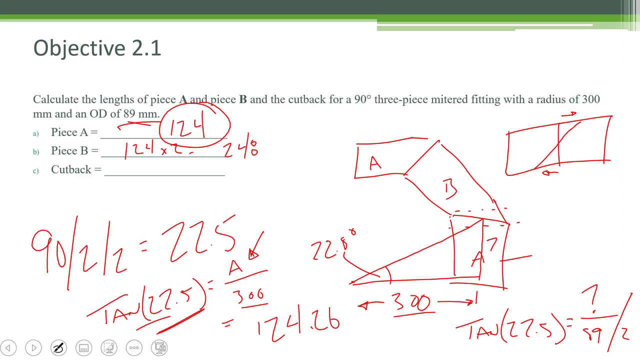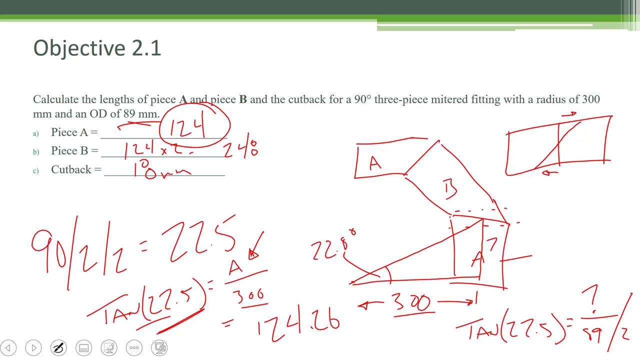22.5 tan times 89 equals 36.865, and I divide it by 2. And I get 18.43. So my cutback is, I'm just going to say it's 18 millimeters.